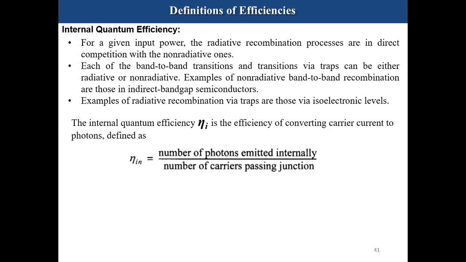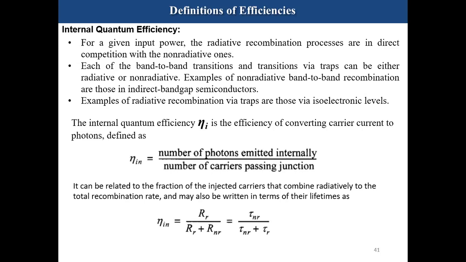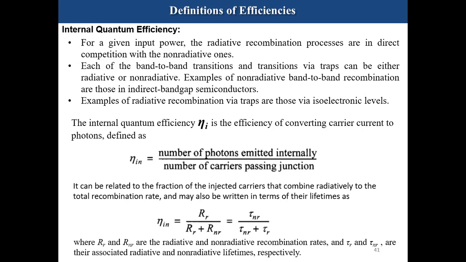The internal quantum efficiency is the efficiency of converting carrier current to photons. So it's basically the ratio between the number of photons emitted internally and the number of carriers passing the junction. It can be related to the fraction of the injected carriers that combine radiatively to the total recombination rate, and may also be written in terms of their lifetimes. Some of this we discussed during the first class: the concept of carrier lifetime, radiative and non-radiative recombination rates and other things.